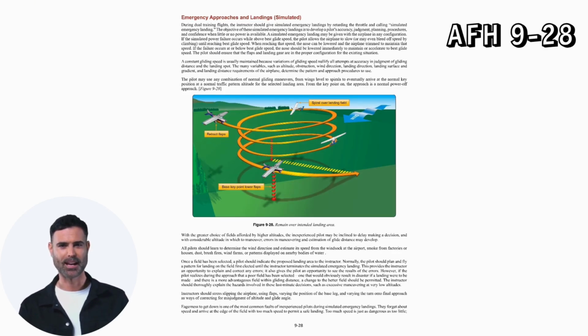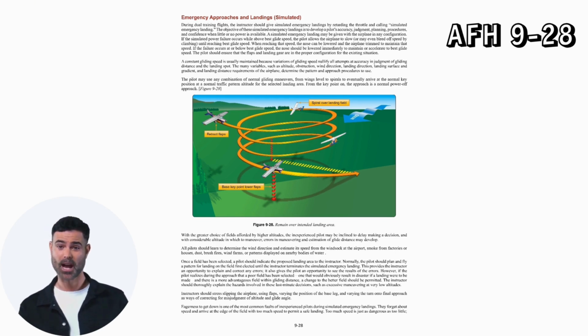Emergency approaches and landings, simulated. During dual training flights, the instructor should give simulated emergency landings by retarding the throttle and calling "simulated emergency landing." The objective of these simulated emergency landings is to develop a pilot's accuracy, judgment, planning, procedures, and confidence when little or no power is available. A simulated emergency landing may be given with the airplane in any configuration.